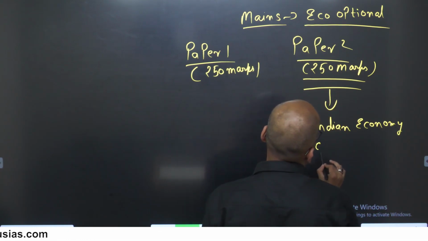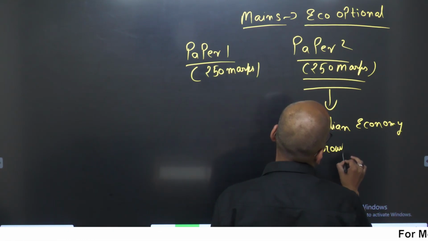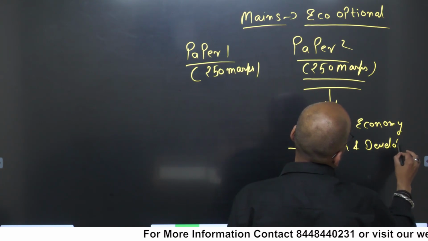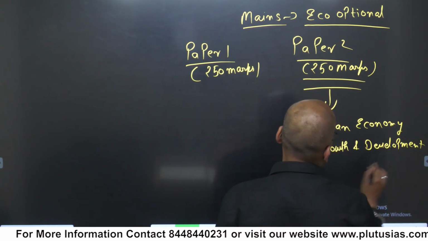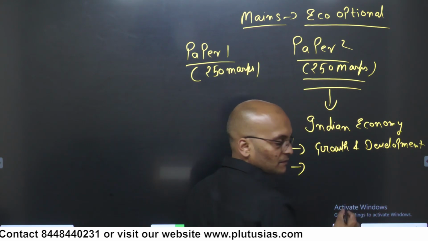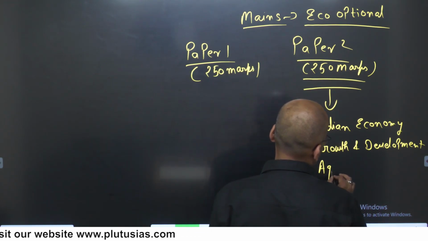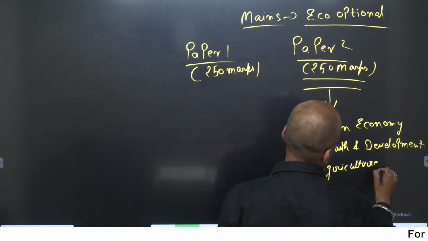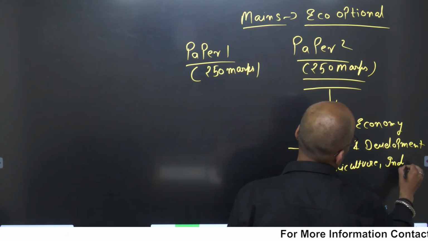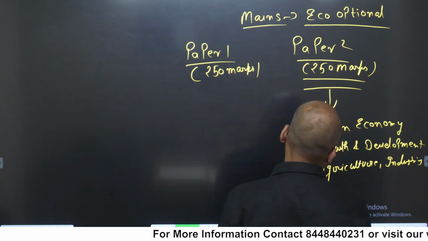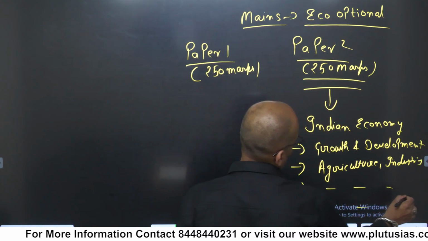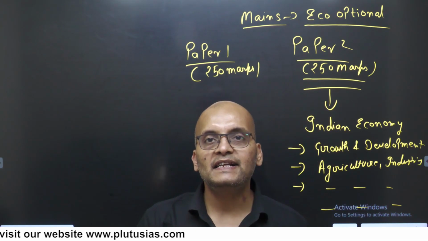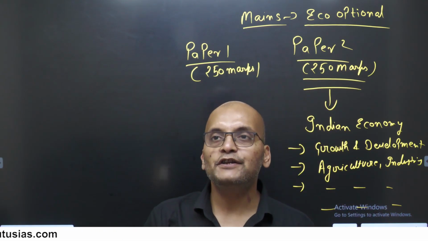so here growth and development, right? Then agriculture, industries, poverty, all these things and so on. You have basic idea and models based on them. This is paper 2. This is very easy portion and you will enjoy it.